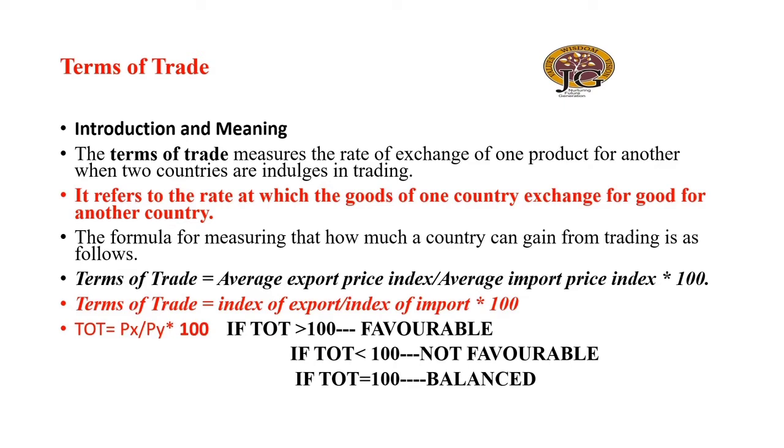If terms of trade is more than 100, it is favorable. If terms of trade is less than 100, it is not favorable. And if TOT is equal to 100, we can say it is balanced.